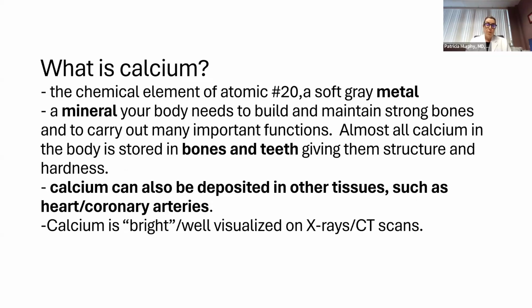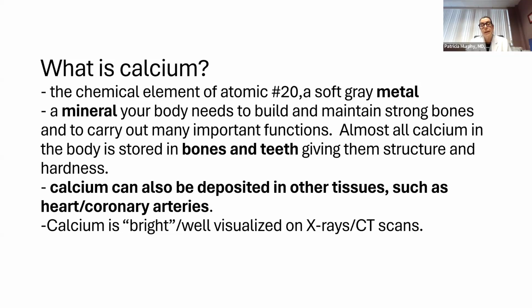So first, what is calcium? On the periodic table that some of us may remember from school, it's the chemical element, atomic number 20, and it's a soft gray metal. Calcium is considered a metal. It's a mineral your body needs to build and maintain strong bones. And it also carries out many important functions in the body.